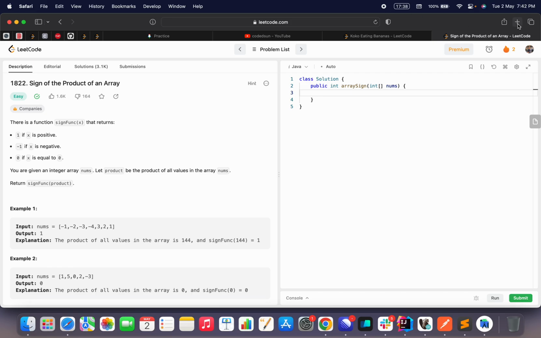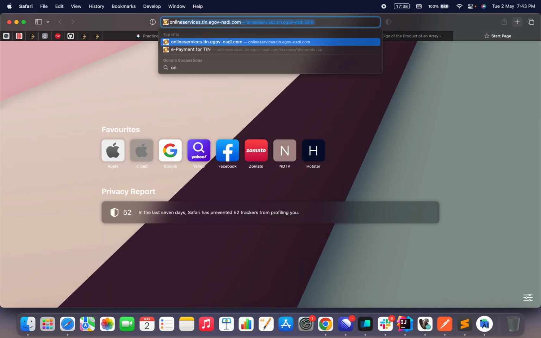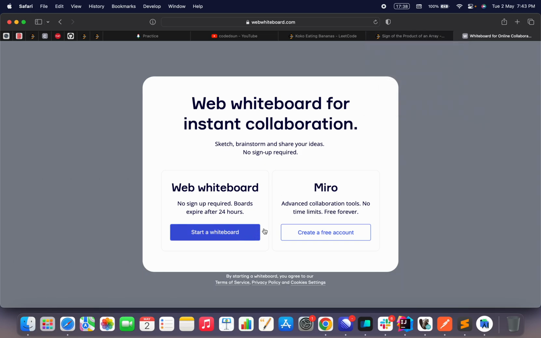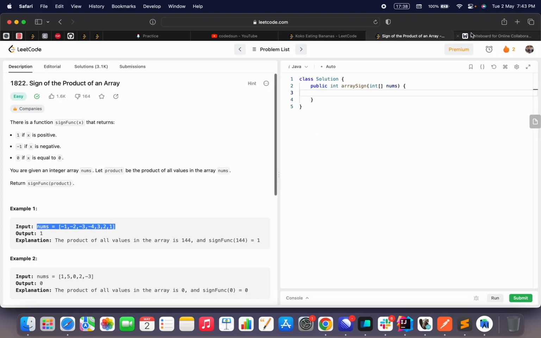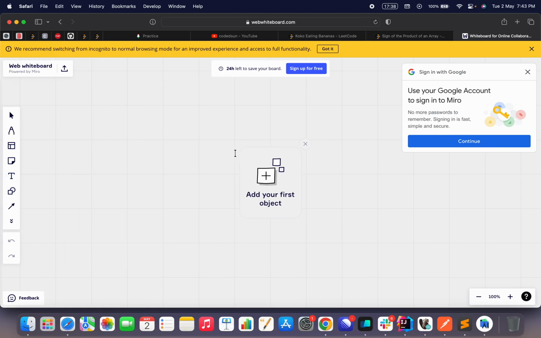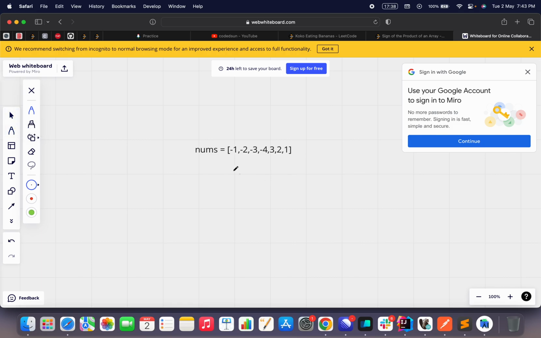So we just take a whiteboard here. Here we are having nums. Let's go through the input case once, and then we will simplify it. Here the nums is minus 1, minus 2, minus 3, minus 4, and 3, 2, 1.